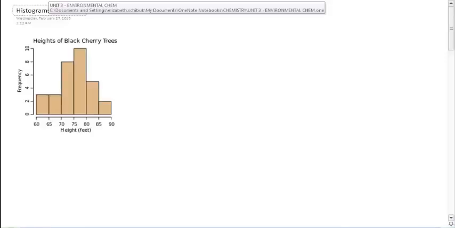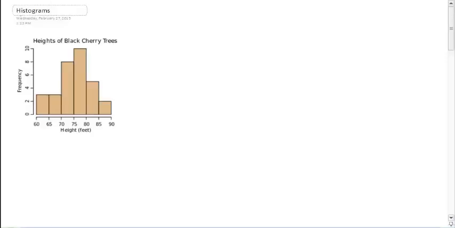Today you're going to be learning about histograms. This is not a concept or a topic that's specific to astronomy or space science. It's more of a graphing lesson, but you need to know this information for one of the upcoming activities we're going to do in class.